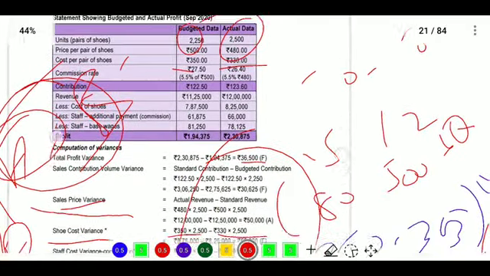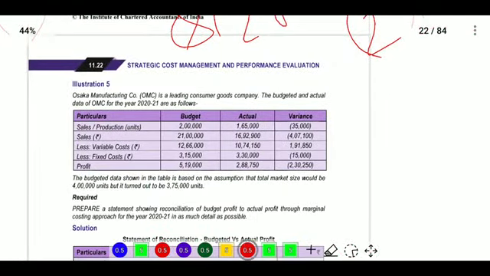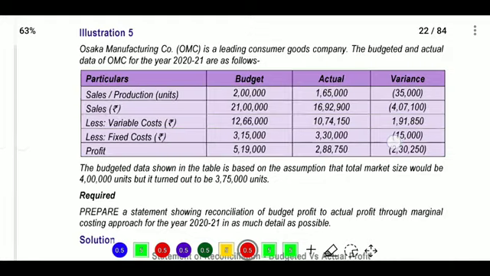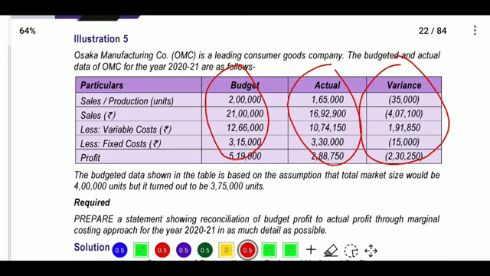Next is question number 5. What is there in question number 5? See, we will see. Oscar Manufacturing Company, OMC, is a leading consumer goods company. The budgeted and actual data of OMC for the year 2020-21 are as follows. They provided the budget, the actual, and the variance. How do we get that variance? 2 lakhs minus 1,65,000 gives you the variance.